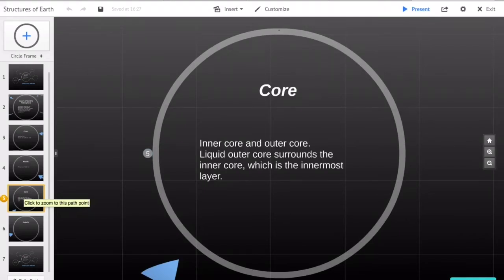And then finally we have the core. So there's the outer core and the inner core. The liquid outer core surrounds the inner core.